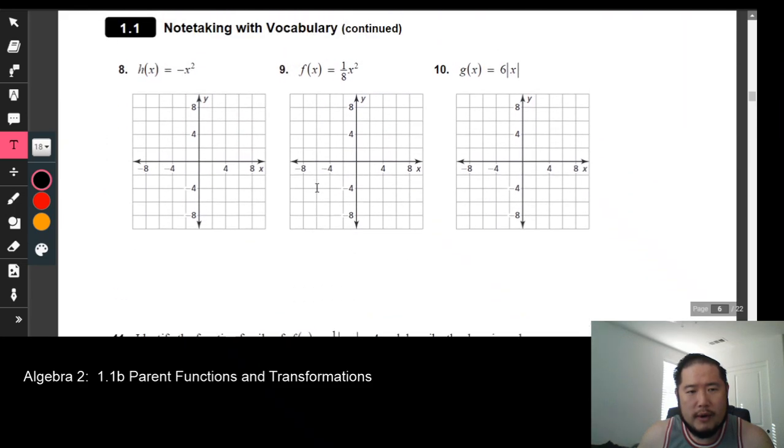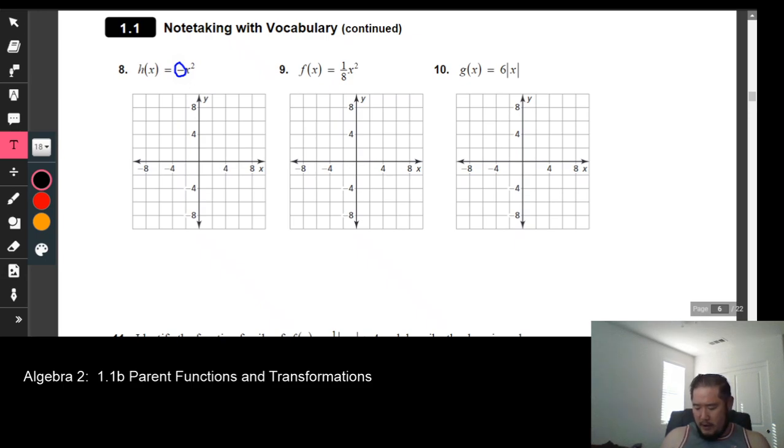Let's take a look at number 8. We have an exponent to the second power. That tells me that this is a quadratic function, when it's to the second power. We have a negative sign out in front. So that's going to tell me a few things. In the next lesson, in 1.2, or actually I think when we get to 1.3, the negative out in front like that tells us we have a reflection.